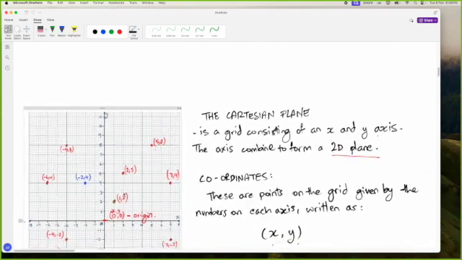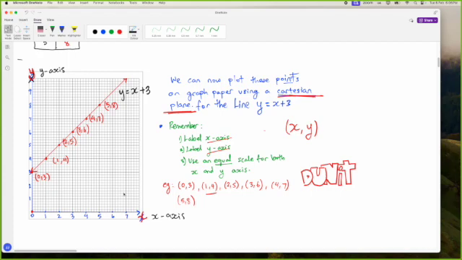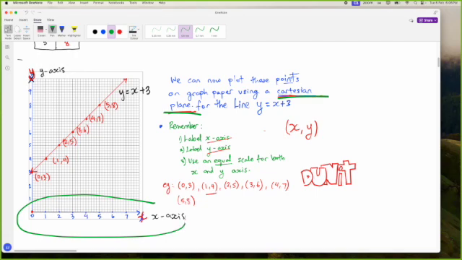What are we plotting the line on? We're plotting the line on something called a Cartesian plane. That is just 2 number lines. You have a number line, the horizontal number line here, and that is for the x values. So we call it the x-axis. And we have this vertical number line here that is for the y values. We call it the y-axis.